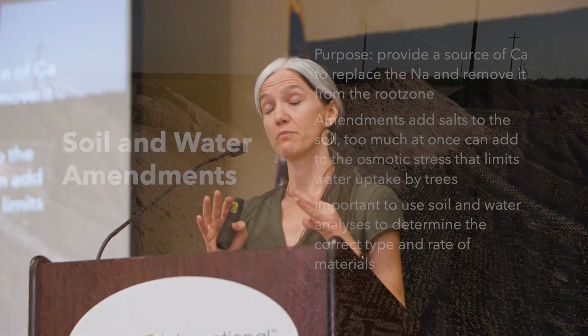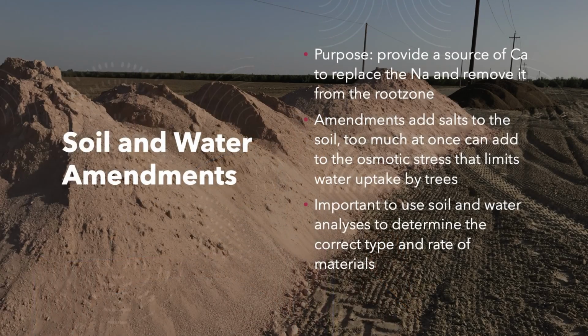We also need to make a precise calculation of what we're applying, because when we're adding amendments, we're actually adding salt back to the soil. And so we don't want to apply too much, because too much at once can cause those problems with osmotic stress that I mentioned. So we don't want to over apply our amendments. And so it's important to use those soil and water analyses to determine the correct type and rate of materials that you're going to apply.